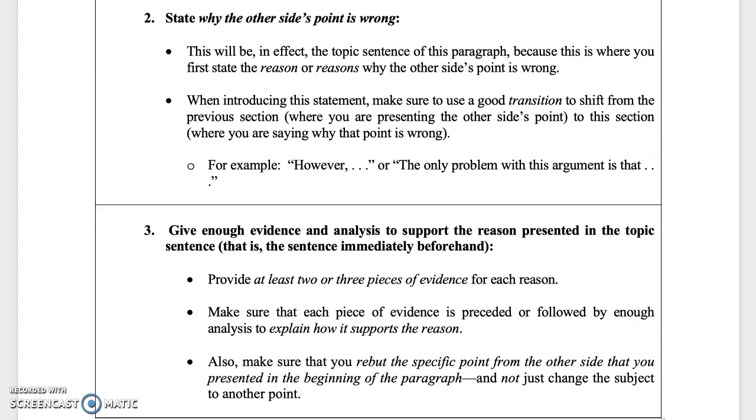After that, you state why the other side's point is wrong, and this is in effect the topic sentence of the rebuttal paragraph, because this is where you state your reason why that point is wrong. And you need a good transition here, a strong one, to make it clear that you're now shifting from presenting the other side's point to saying why it's wrong. So, however, is a good one here, or the only problem with this argument is something like that. That is a really strong transition. So this is about one sentence, just to have that boiled down topic sentence of why that point is wrong.